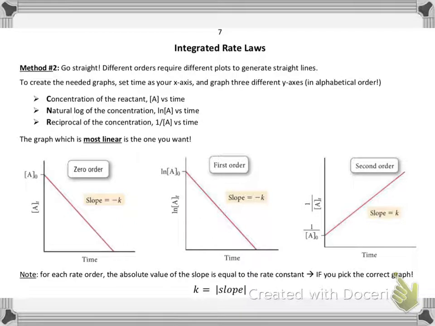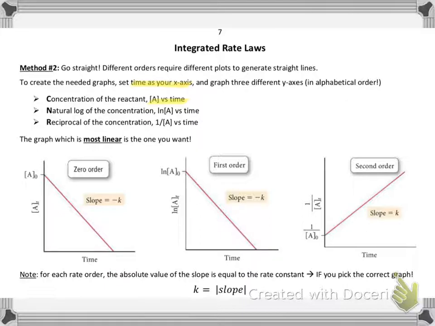Today we're going to talk about integrated rate laws. This is a second method that you can use to determine the reaction order with respect to a different reaction. To do that, you're going to need to graph things. Specifically, you're going to need to set time as your x-axis, and then you're going to make three different graphs. So you're going to graph the concentration of the reactant versus time.